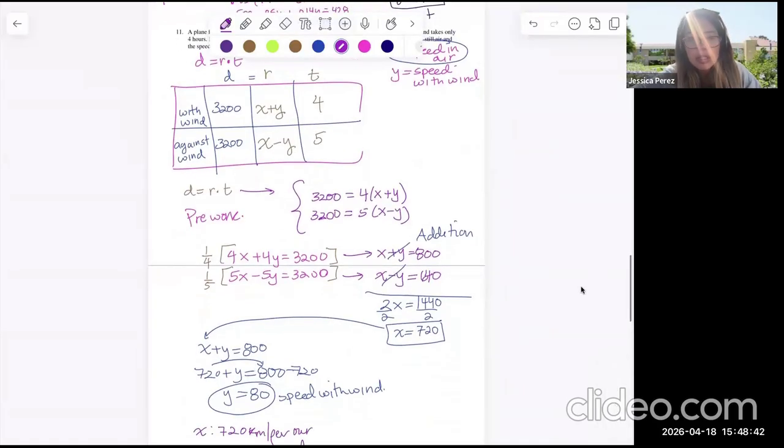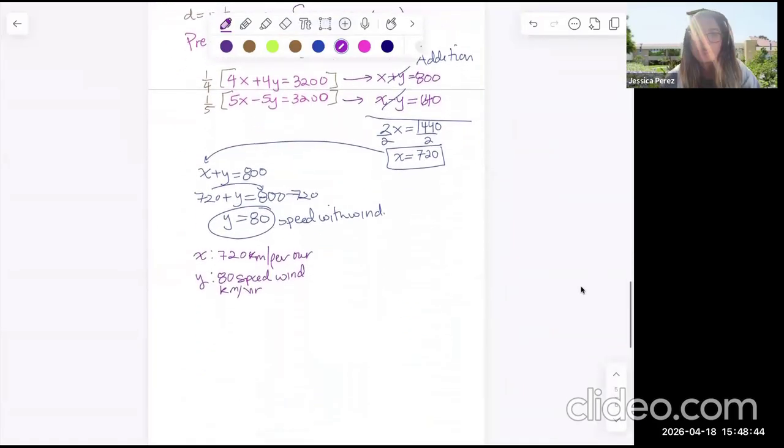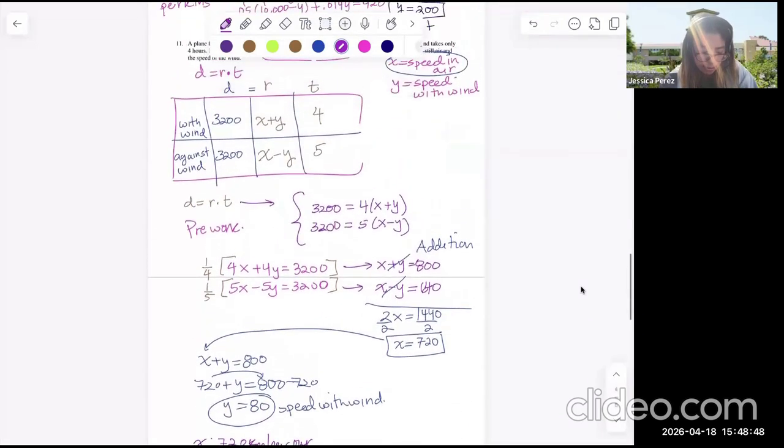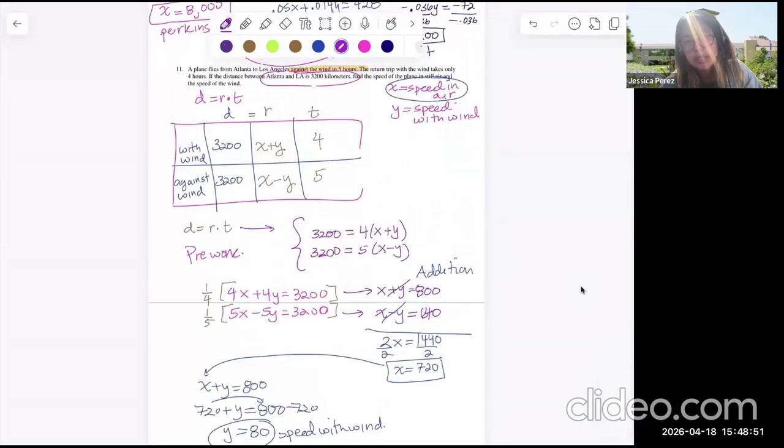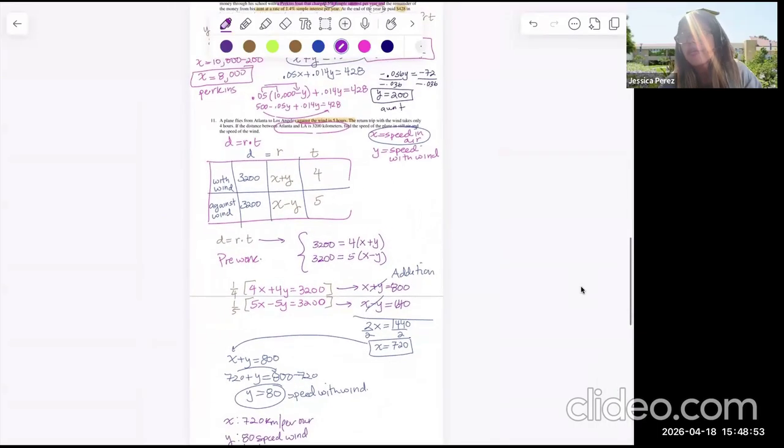And with that, we finish section 8.1. So make sure that you guys are practicing. The setup should be the same for all the questions that relate to distance, rate, and time. And whenever you have with the wind and against the wind, this is the setup you want to do.